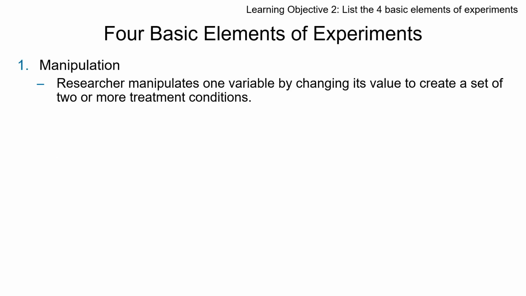Which gets us to the second learning objective here. That is, list the 4 basic elements of an experiment. So we'll get right into these, but the 4 basic elements, they're important for the entire experimental design. You can't do an experimental design without these. So the first one is manipulation. This one's important because the researcher needs to manipulate one of the variables in an experiment. Something has to be manipulated. So you have to have manipulation.